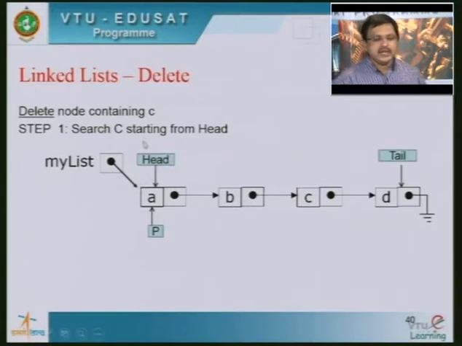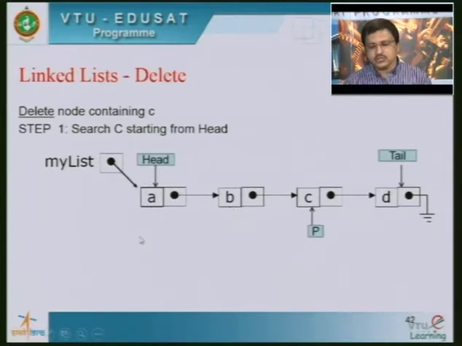So, when you want to delete, the process is approximately the same, but there are some complexities that can come in here. The first step is the same. I need to search for the element that needs to be deleted. Same thing, I open a variable pointer P, copy head value into it and go on searching until I get C. Now, I want to delete this C.